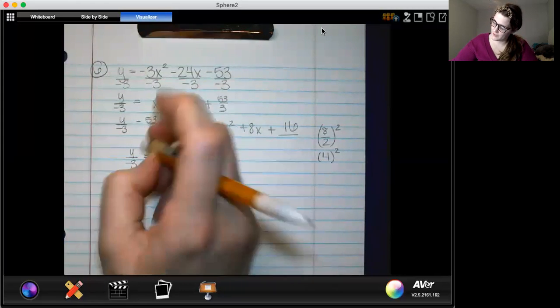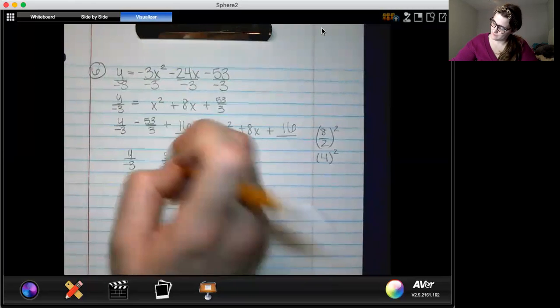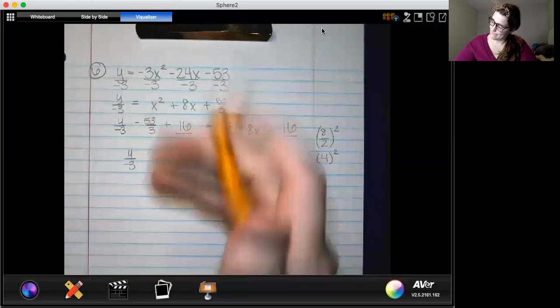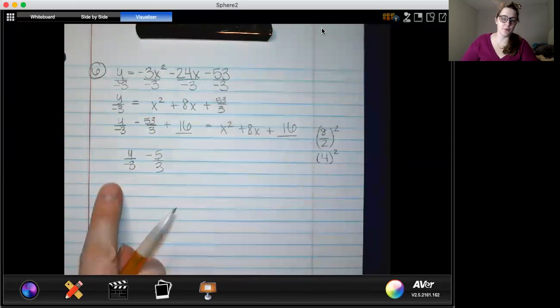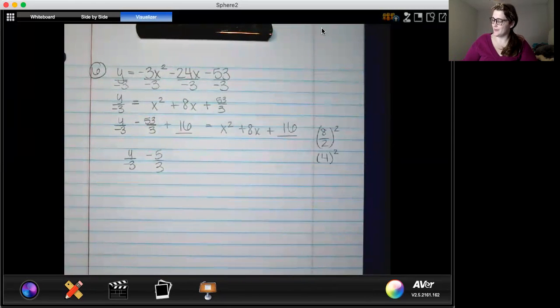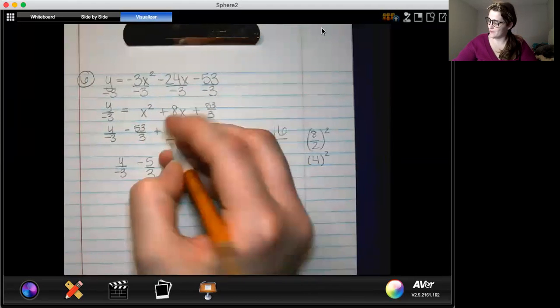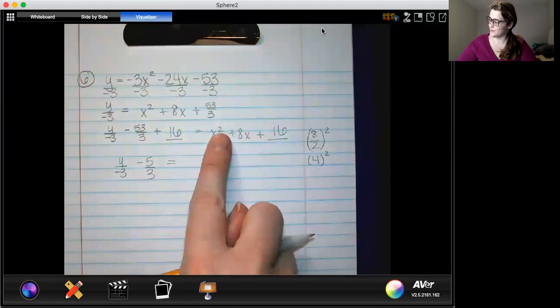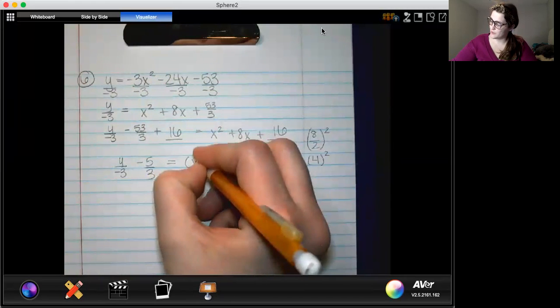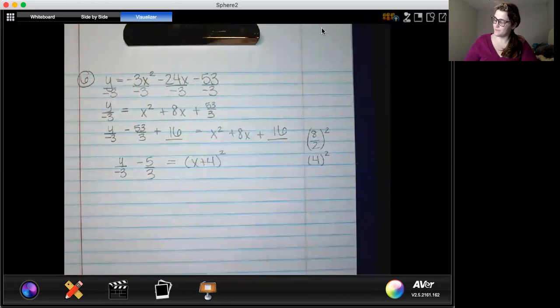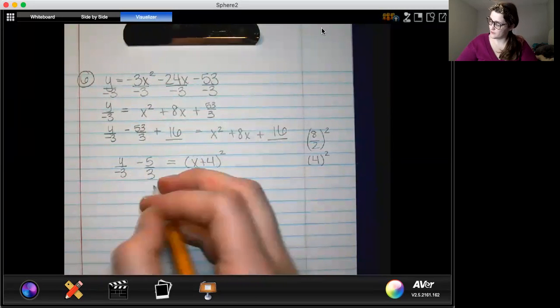Oh, my apologies, not equals. Minus 5 thirds. I said it would equal 5 thirds and I wrote that. Okay, on the right side, we're going to factor. So remember, we factor condensed form would be x plus 4 quantity squared. I'm going to add my 5 thirds to the other side.